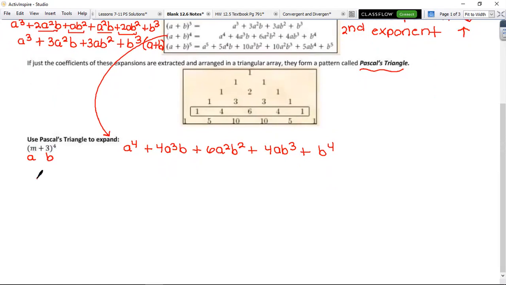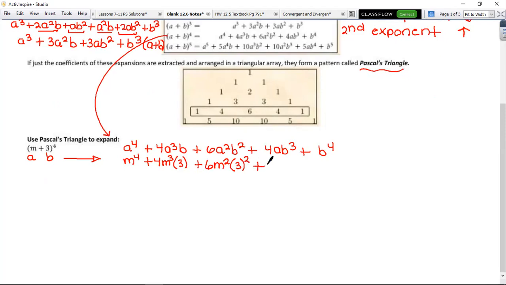And I substitute these in now. So I'm going to get m to the 4th instead, plus 4. And for a to the 3rd, I just replace that with m to the 3rd. And for b, I replace it with 3. Plus 6. And for a squared, I replace it with m squared. And for b, I'm going to replace it with 3. And we're going to square it.